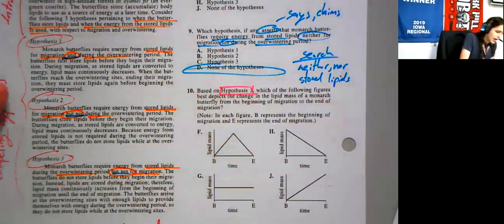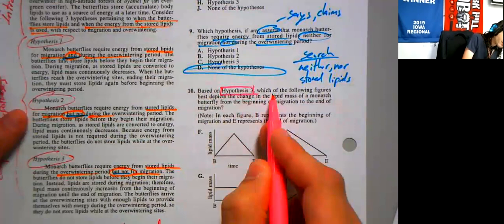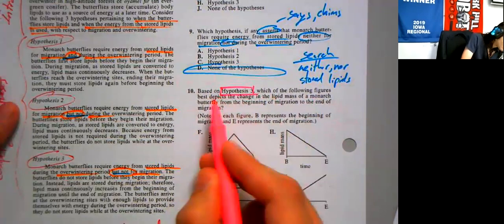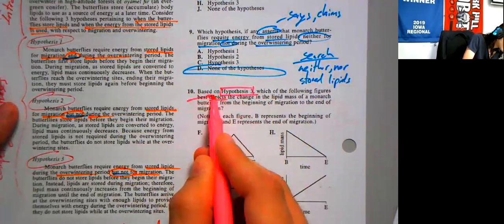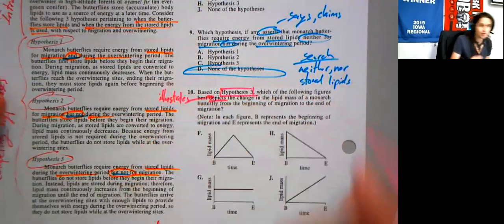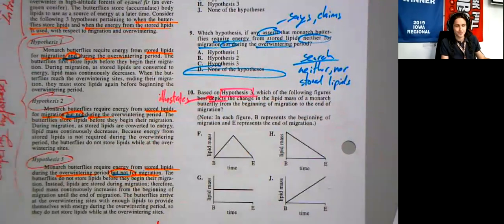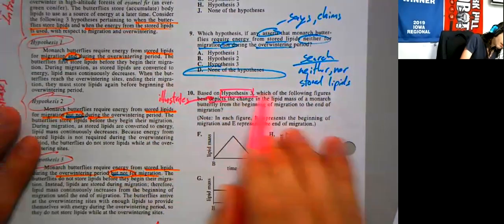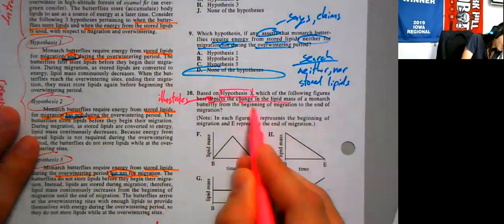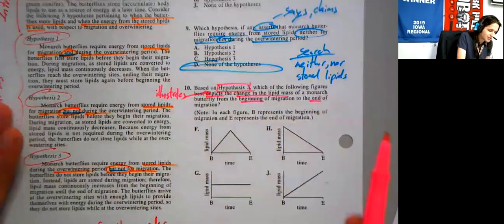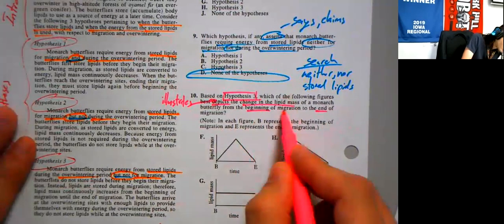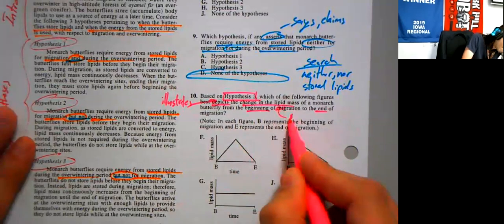That's nice. Based on hypothesis 3, which of the following figures best depicts, shows, you know what that word depicts means? Illustrates. I'm going to write that real word, illustrates. See, if you didn't know what that word depicts means, that's hard, right? Which of the following figures best depicts the change in lipid mass from the beginning of migration to the end of migration? Okay, hypothesis 3, change in lipid mass. So I think I'm looking kind of for change in lipid mass. I'm going to search for that.